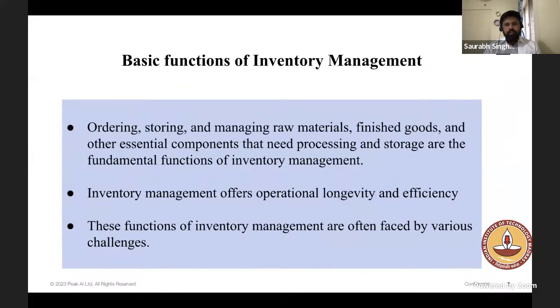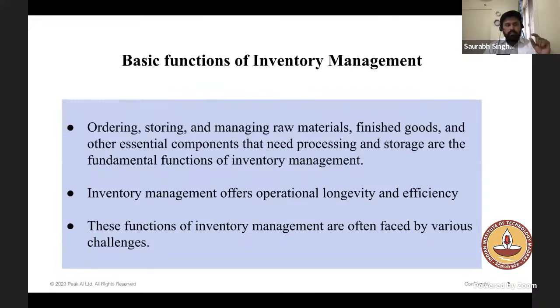And the basic functions of inventory management. The basic functions of inventory management are ordering, storing, and managing raw materials, finished goods, and other essential components that need processing and storage. And these fundamentally form the function of inventory management. So basically, you need to order, you need to store your raw materials or finished goods, and you need to manage them. All of this becomes part of your inventory management.